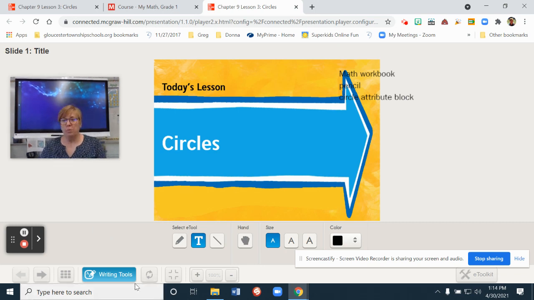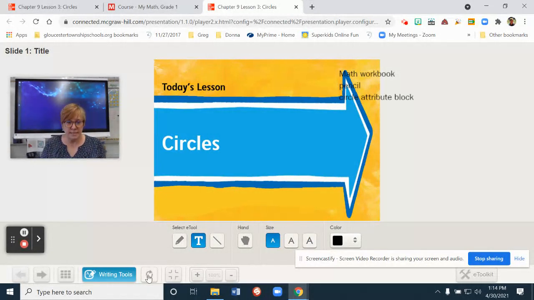Before we continue, please make sure you have the following materials: your math workbook, a pencil, and your circle attribute block. If you need to go get those items, pause and return, and then we'll continue with the lesson.